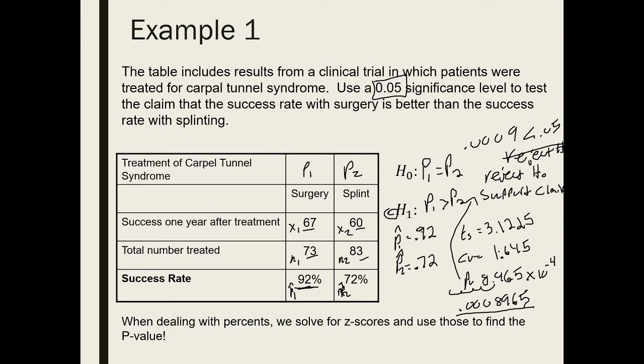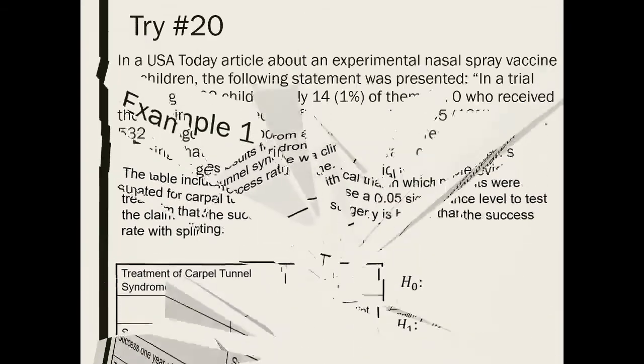And this certainly shows that fact. Quite comfortably too, because 0.0009 is a lot smaller than 0.05. So it's a quite comfortable rejection as well. So again, this whole work is mostly going to be done in your calculator. Your calculator is going to do most of the heavy lifting. You just need to make sure you can interpret it. Let's try one more.